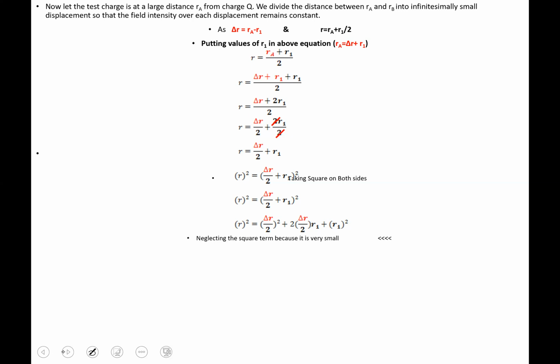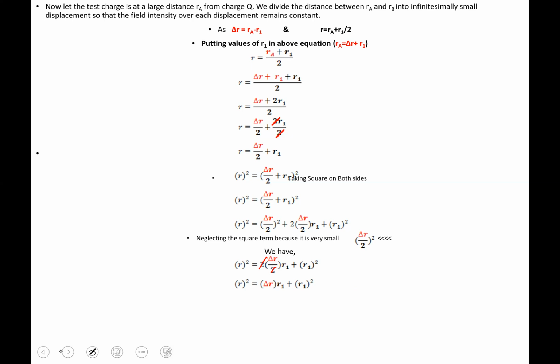So what do we do? Neglecting this term, delta R divided by 2 whole square, we have R square is equal to 2 into delta R divided by 2 into R1 plus R1 whole square. We cancel out these two. What are we left with? We are left with R square is equal to delta R into R1 plus R1 square.